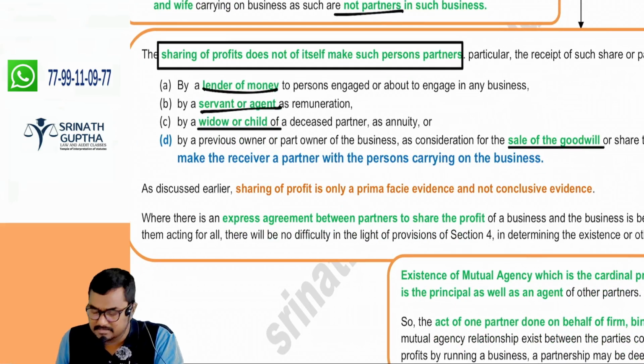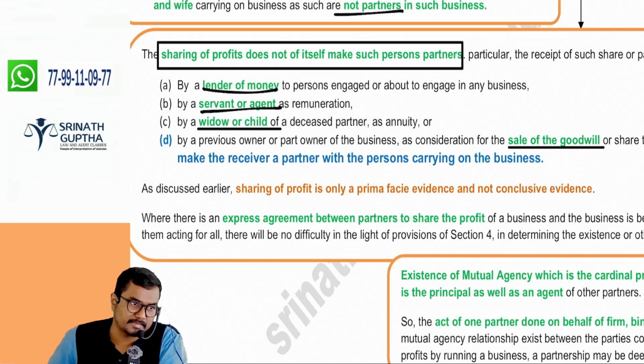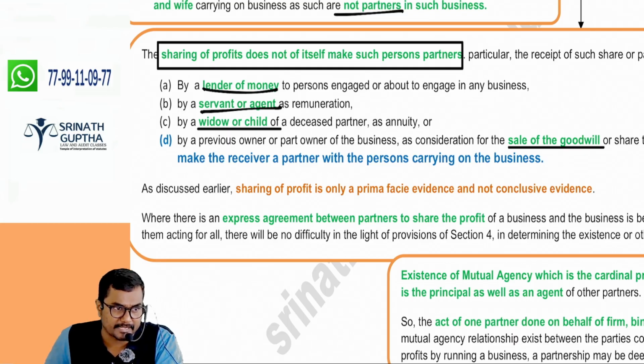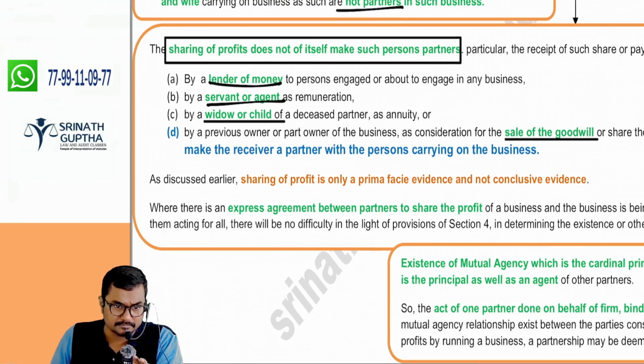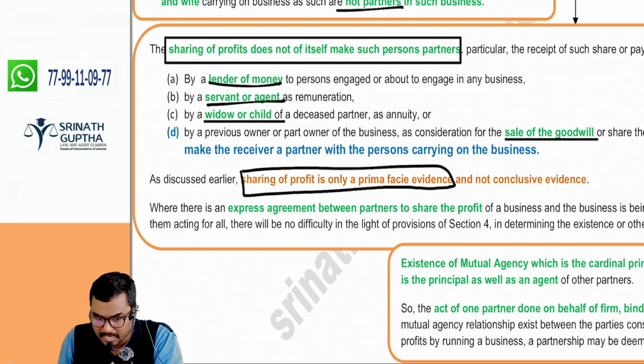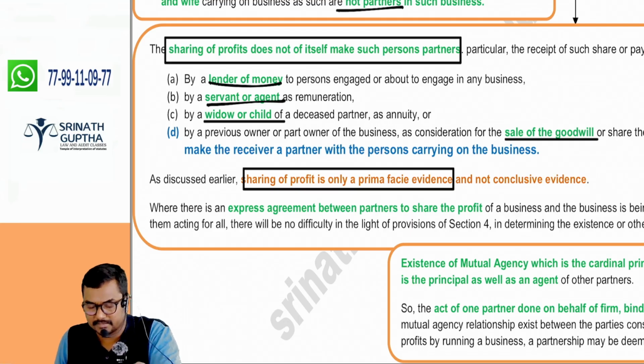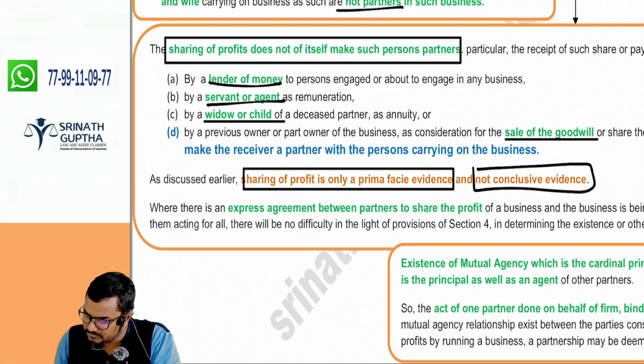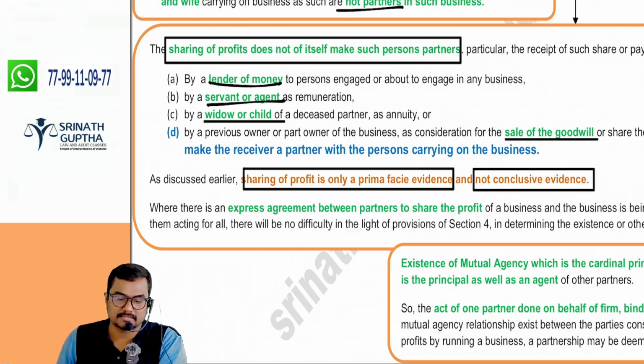Then the seller of the goodwill. I have a brand in Hyderabad, SG Classes. These two people, Sahiti and Rajni, purchased my business and are running my brand name. I said, don't give me any fixed amount; for the next 10 years, give me 20% of the profits. I'm taking the profits but I'm not a partner. So every person who shares the profits may not be a partner, because sharing the profits is only prima facie evidence, but not conclusive evidence.